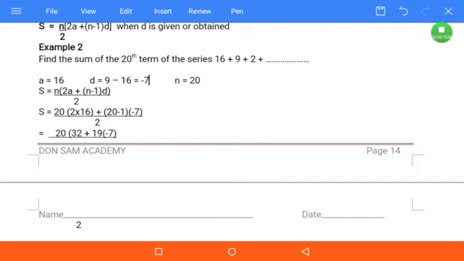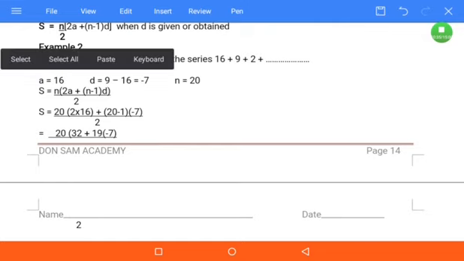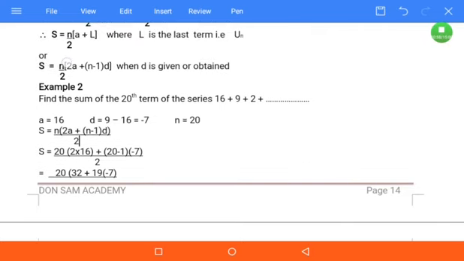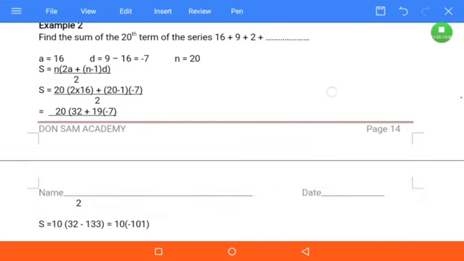Do you understand? So we have S equals to what? N over 2, which is 20 over 2, into 2a, 2 times 16, plus n minus 1, that is 20 minus 1, times d, which is minus 7. And that will give us, always do the bracket first. 2 times 16 will give us 32. Everything in this big bracket is multiplied by n over 2, so always have this one done first.